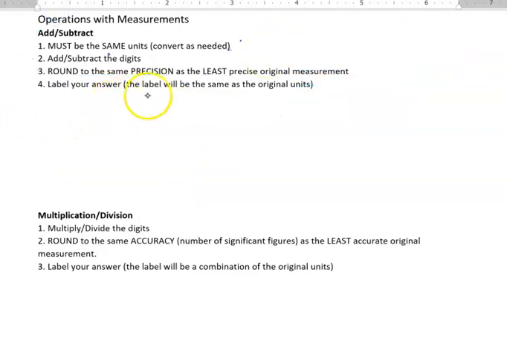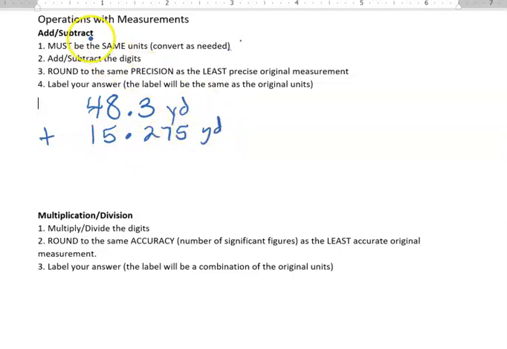Okay, let's say I wanted to do another one. How about 48.3 yards, and we want to add 15.275 yards. So this time I don't have to do any conversions because they're in the same units. I can go ahead and add my digits together, and I get 63.575 yards.